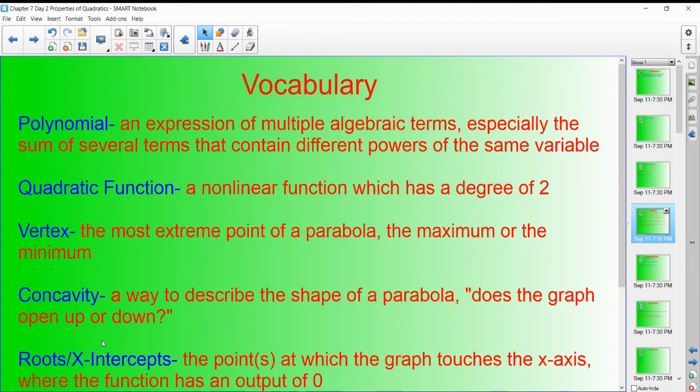And what are the x-intercepts, which we'll also call the roots, and we'll also call them the zeros. If I ask you what the roots or the x-intercepts of a function are, those are really important points, okay, where the height is 0.